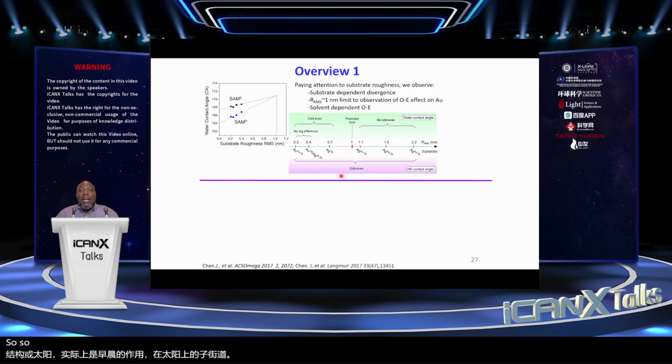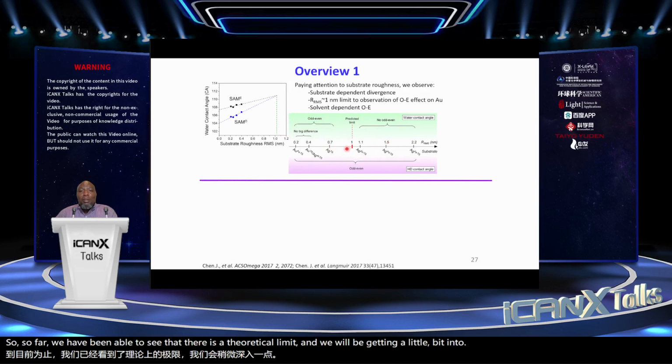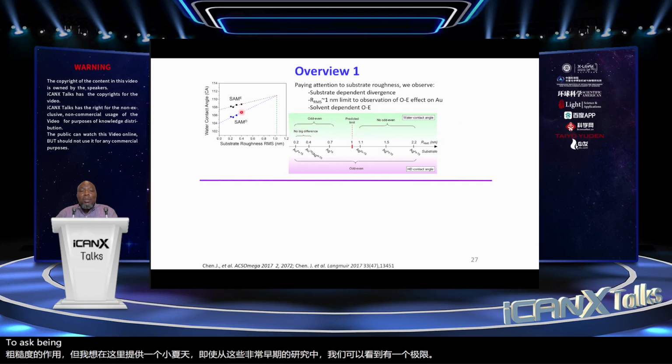So far, we have been able to see that there is a theoretical limit, and we will be getting into the role of roughness in a little bit. But I wanted to provide a small summary here that even from these very early studies, we can see there is a limit to us being able to distinguish the odds and the evens, whether you have silver or you have gold.